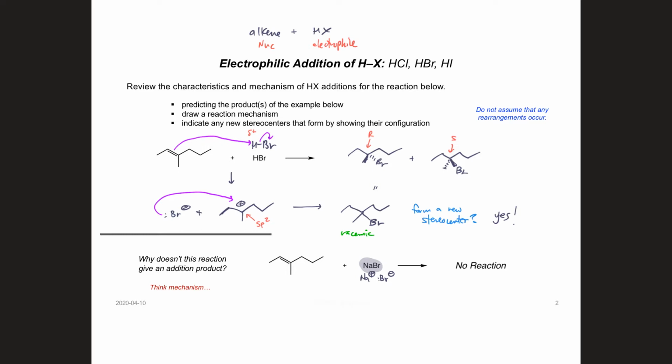And the answer for this is to think about the reaction mechanism. What happens in this process? It should form a carbocation intermediate, which does require a strong acid. There are no protons in this reaction with sodium bromide. So since it does not include a strong acid, no carbocation intermediate can form, and therefore no addition product can happen. And so that's a really important element to the examples that we're going to talk about today. They require the use of very strong acids to form carbocation intermediates.